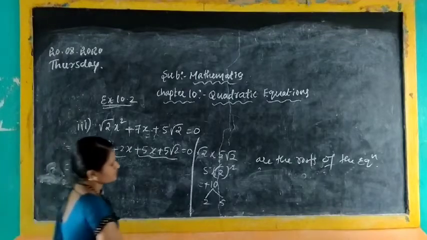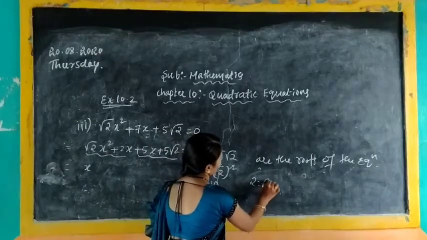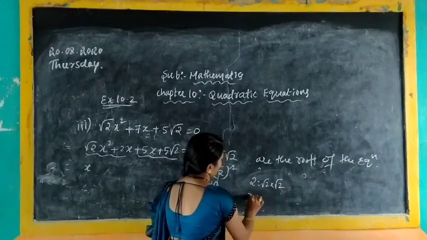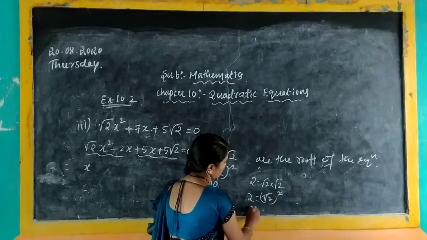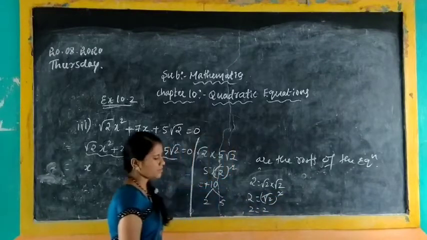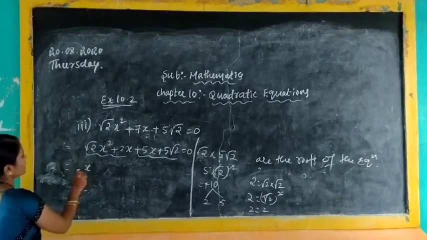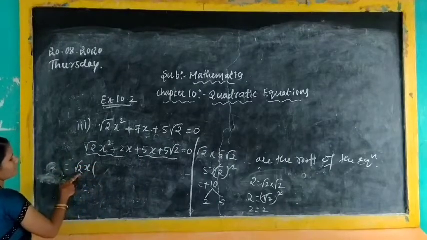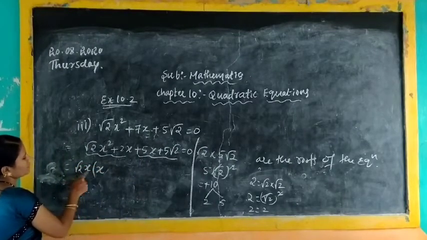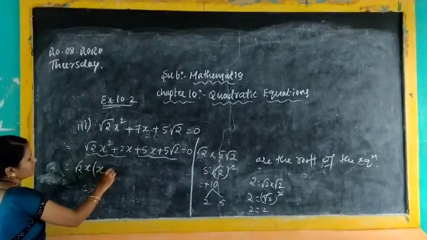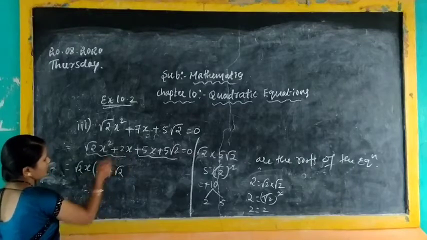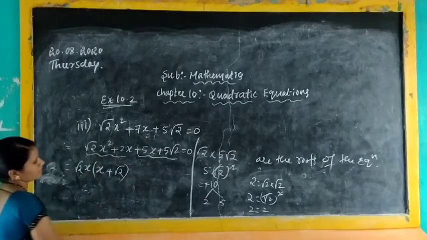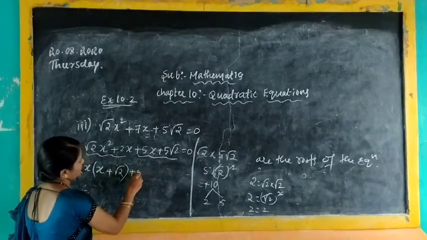I will write here 2 is equal to root 2 into root 2. If root 2 whole square, you square root and square cancel, means you will get 2 is equal to 2. Okay, I am taking root 2 outside. If root 2 is taken outside, you will get root 2 into x, root 2 x square plus what is there here? Root 2 into root 2 will be 2. x already outside is there. Okay, remaining in this plus 5.